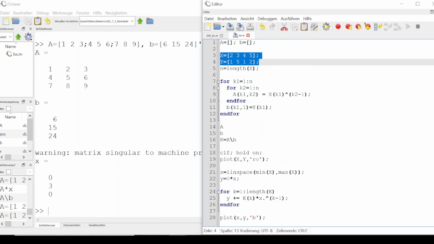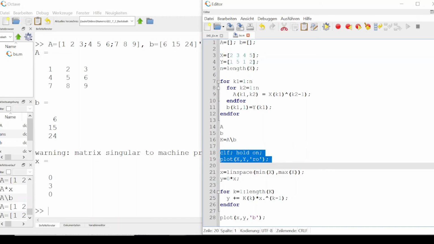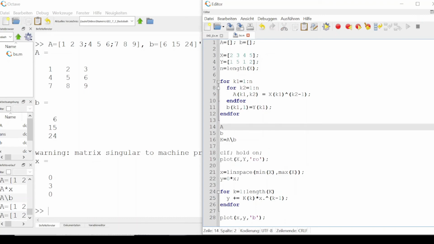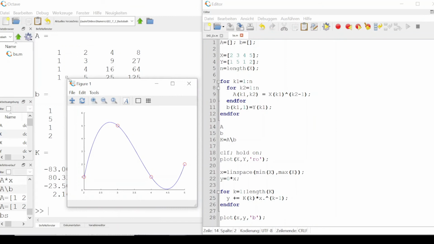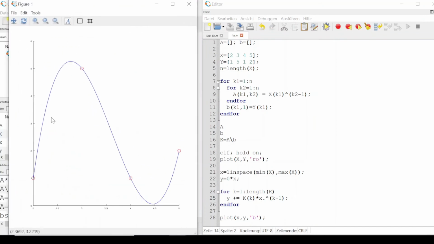And now we will plot. First we plot the problem and then we plot the solution, and let's run that code. And as you can see, the program does as it should. We are interpolating using a cubic polynomial. We are interpolating these 4 given points. So it's no problem. But what if there was a mistake in your code?